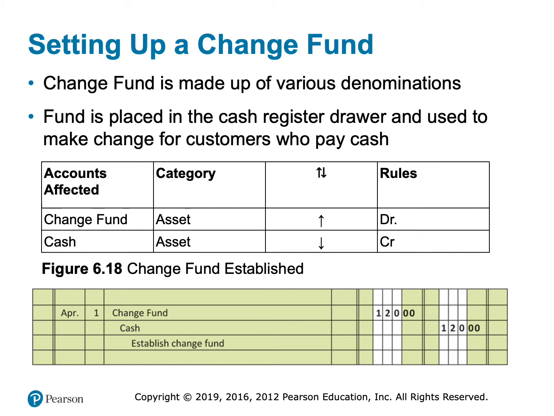Now, a change fund or a change drawer would be used, again, if you're running a store, for example, where you're kind of keeping track of change. So we would have a change fund that we would debit, let's say in this example, $120, and then we credit cash to show this is how much money we put in our change drawer or change fund.